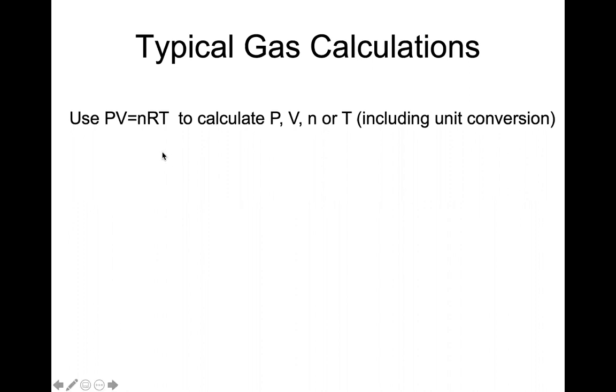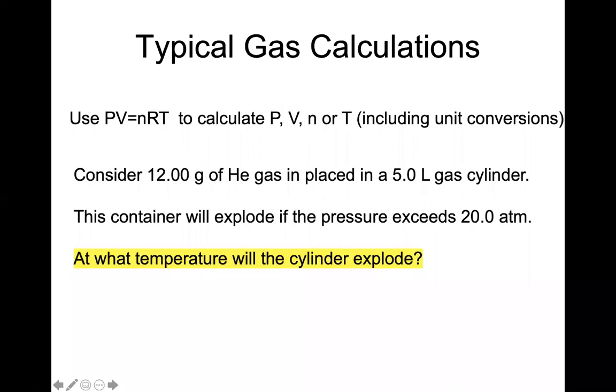One thing is using PV equals nRT to calculate one of the missing terms. This would be an example. It says, consider having 12 grams of helium placed in a 5-liter gas cylinder. The container is going to explode if the pressure reaches or exceeds 20 atmospheres. At what temperature would it explode?